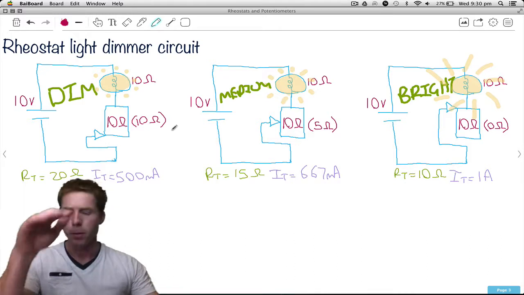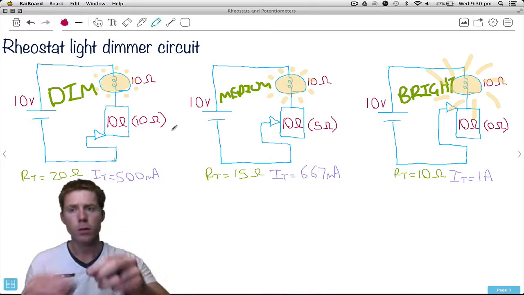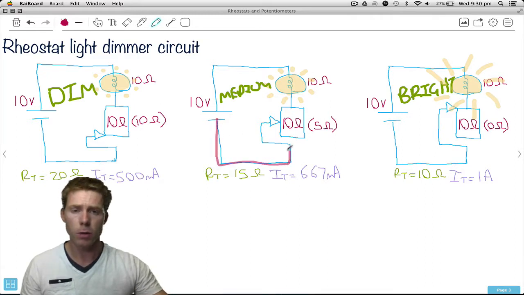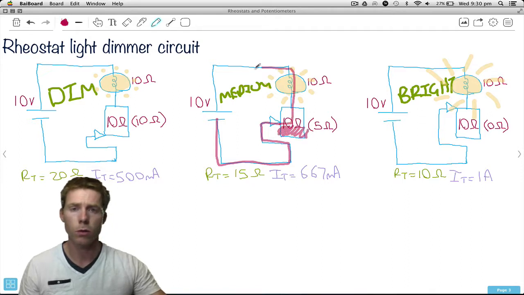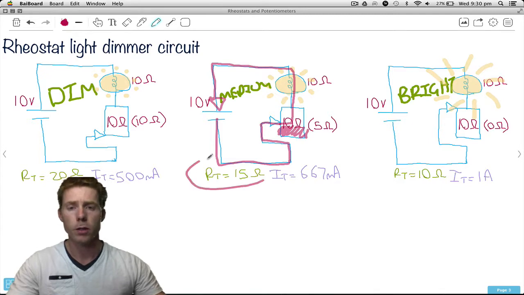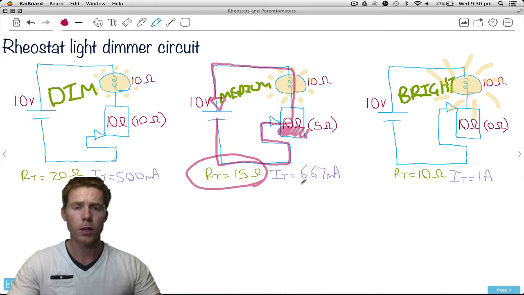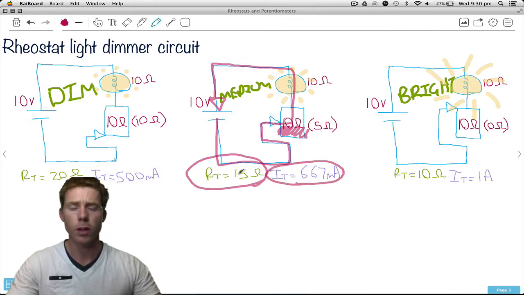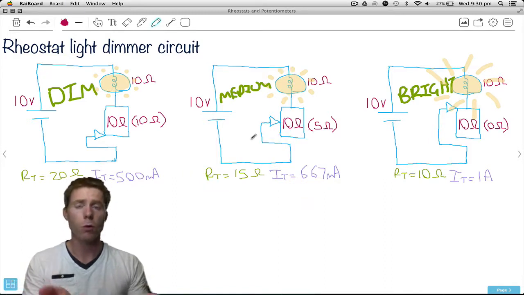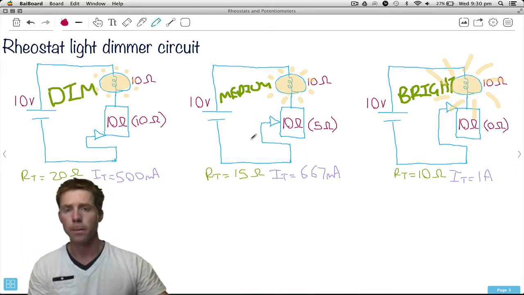Let's now move the wiper arm up a bit. We're going to rotate this a little bit so that we're bypassing some resistance. Have a look at the current. It goes up this way, up through here. It has bypassed 50% of that resistance and just goes straight through there. We still have the 10 ohms of the light bulb, however now we've only got 5 ohms down here. The total resistance, instead of being 20 ohms, is now 15 ohms. Therefore, the amount of current has gone up. 10 volts divided by 15 ohms, we've gone to 667 milliamps. So it's brighter. More current flow, the light bulb gets brighter.